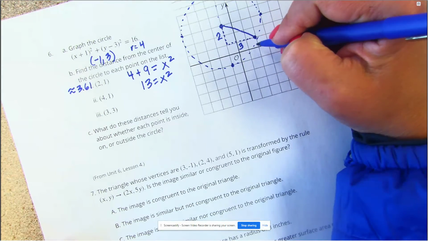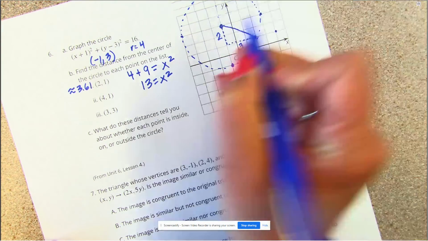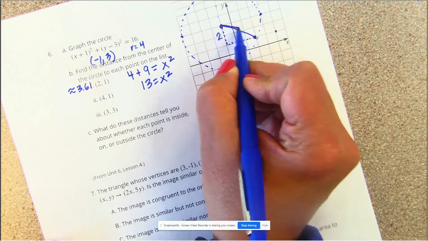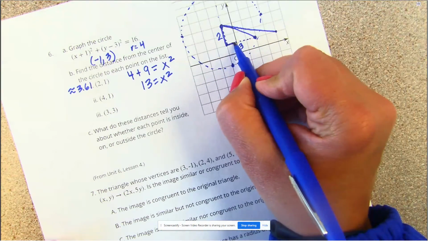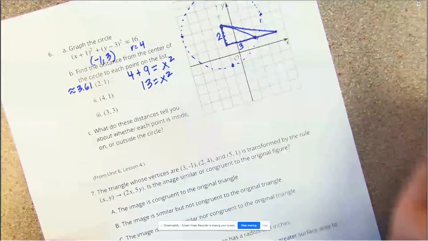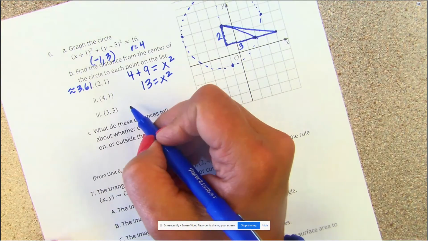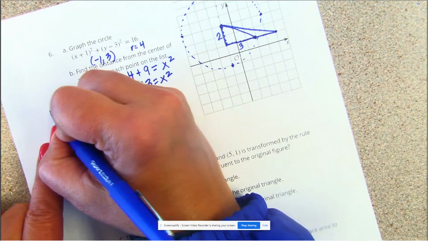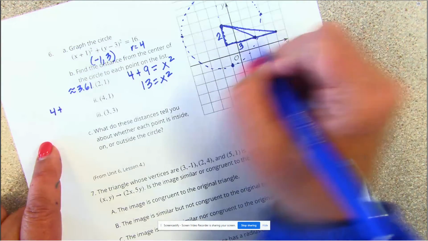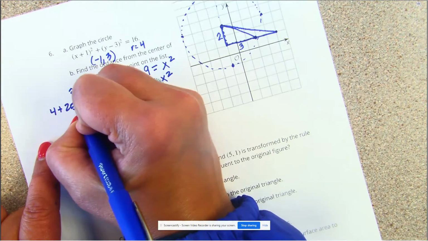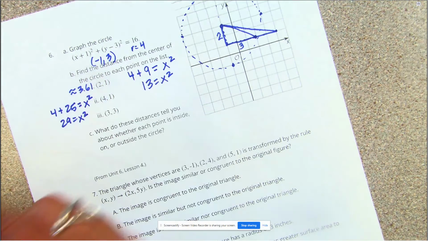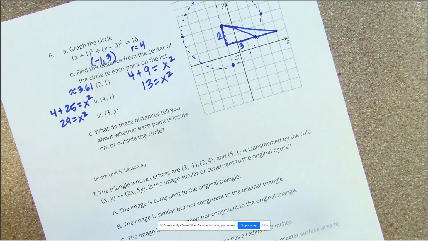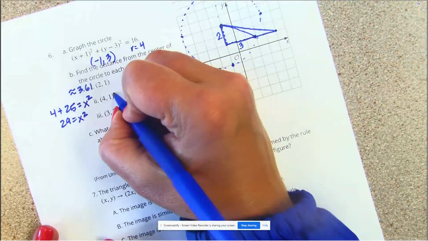Now do the same thing. 4, 1. Now I want to find this distance. So it's 2 and 1, 2, 3, 4, 5. I'm running out of room here, but 2 squared is 4, plus 5 squared is 25, equals distance squared. 29 is the distance squared. What's the square root of 29? About 5.4.